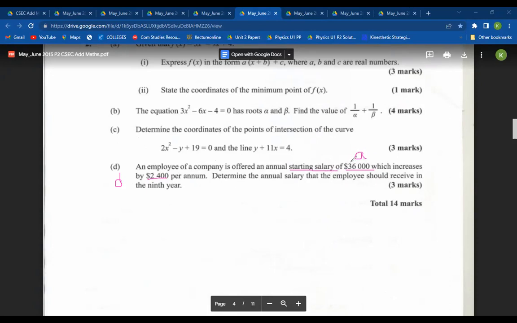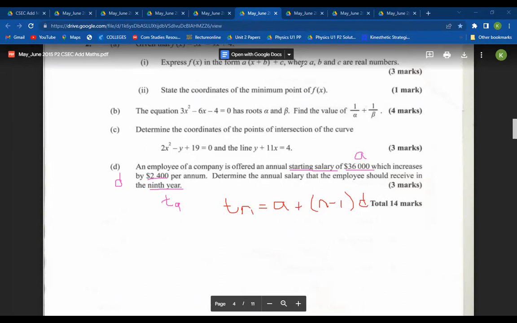So now, just reading this question, I know A is 36,000, D is 2,400. Determine the annual salary that the employee would receive in the 9th year. 9th year means that this is T9. That's it. That is all. Same concept. A lot of words, yeah? Real words. Same concept. It's very easy. Okay? So I have my A, I have my D. I know to find any term, I have to use this formula. So Tn is equal to A plus n minus 1 D.